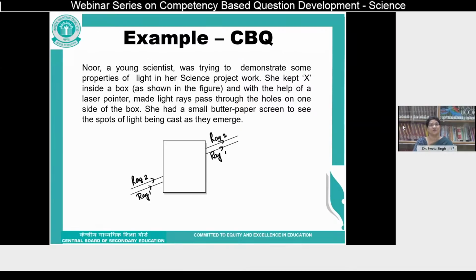And this example is from the sample question paper for class 12th. I'll request class 10th, sorry. So I'll request Himlata to just read the case and proceed with the questions, please. Thank you, ma'am. Thank you for your inputs.